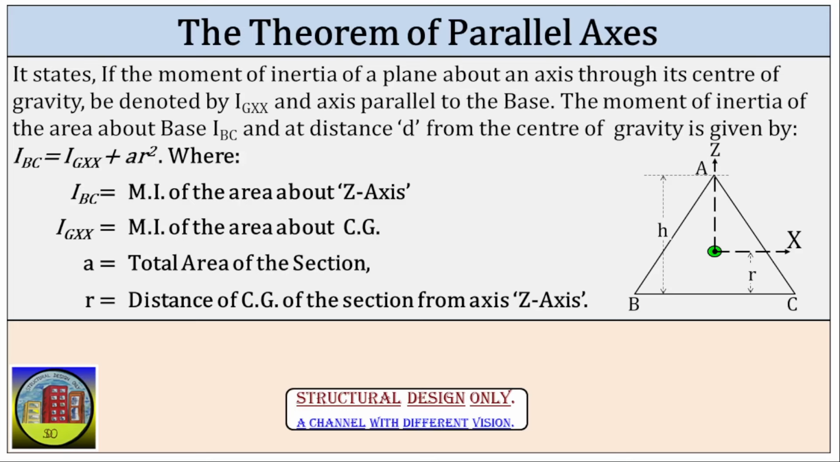Where IGXX is the moment of inertia of the triangle about an axis parallel to the base BC and passing through the CG of the triangle. To find the moment of inertia of the isosceles triangle section about the XX axis, in the next slide we are going to apply the theorem of parallel axes.